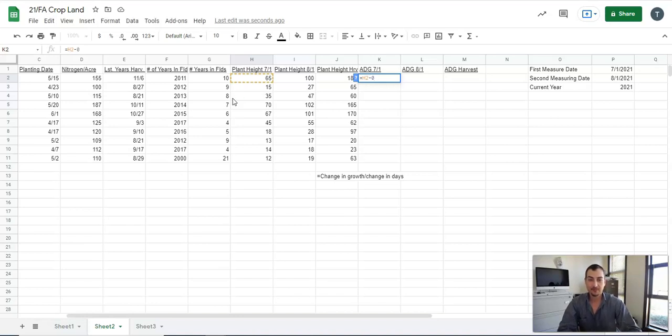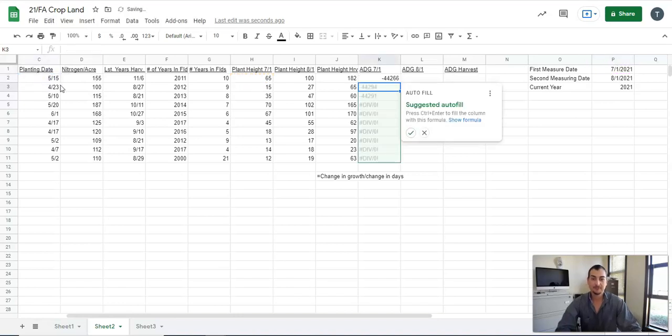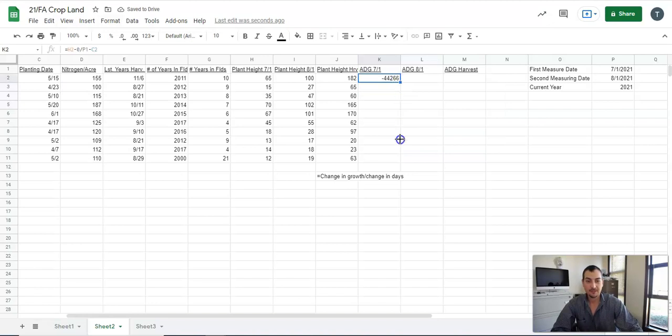Well, it was 0. So we're going to take that divided by the number of days, the change in days. So we have the first measure date of July 1st, because we're measuring everything July 1st, minus, when did we actually plant it? So we can click on this day. Now, this doesn't look right. Let's actually autofill that down. Let's drag that down. We've got some things that are way funky.